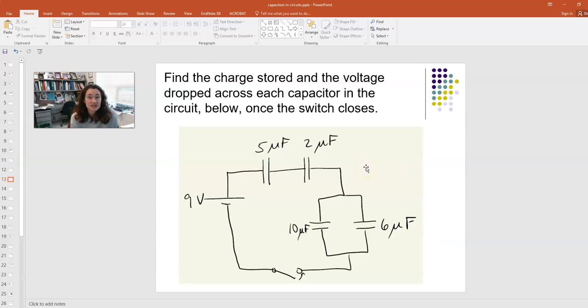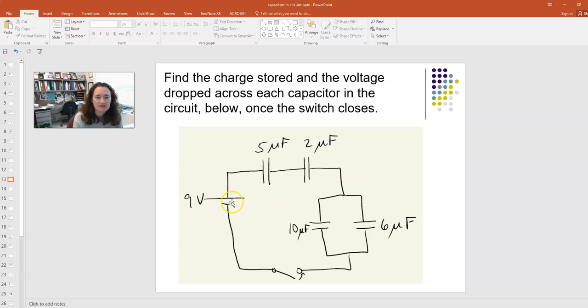All right, now there's another kind of equivalent capacitance type problem for circuits, okay? So if you just have a battery and a bunch of capacitors, sometimes they'll ask you to find the charge stored and the voltage dropped across each capacitor in the circuit once the switch closes, okay? So let's look at this little example problem.